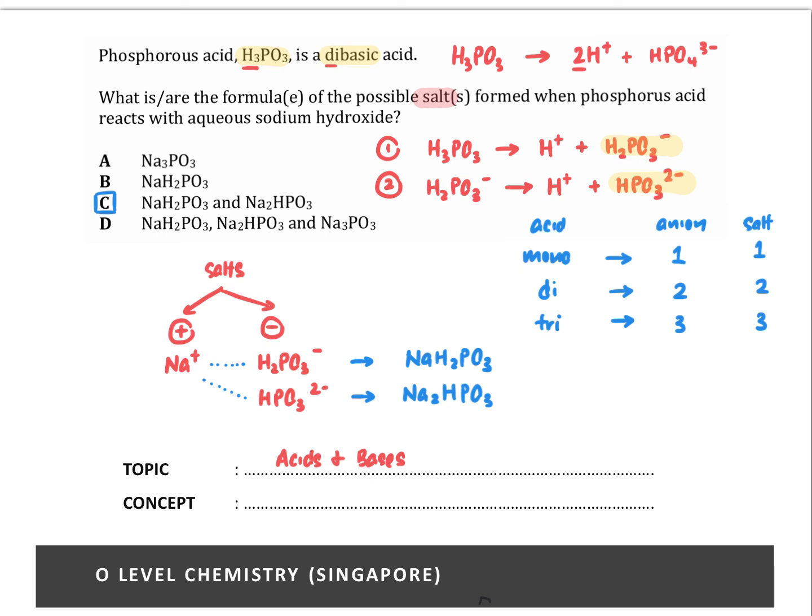So from there you can spot this pattern that the number of possible salts is related to the basicity. And since in this question we are looking at a dibasic acid, we would know that there are two possible salts that can be formed, and from the options, only one of them contains two possible salts. So that must be the correct answer. Having said that, if I were to change the question to a tribasic acid, then there will be three possible salts, and then the correct answer would be D.